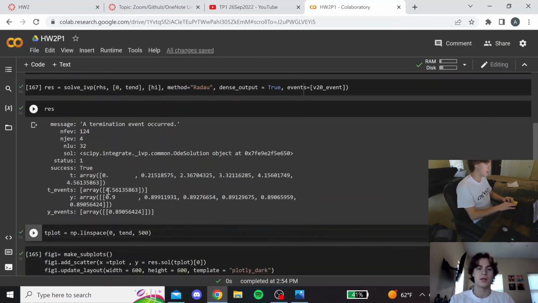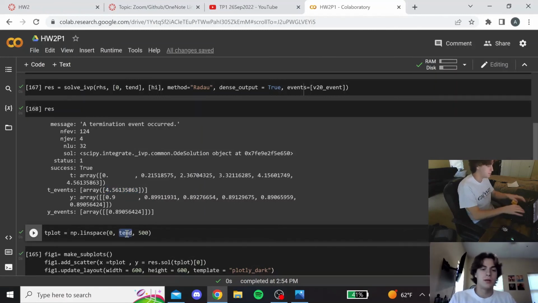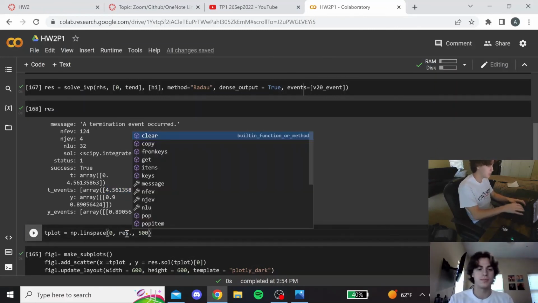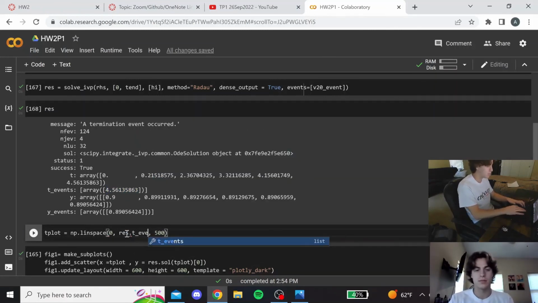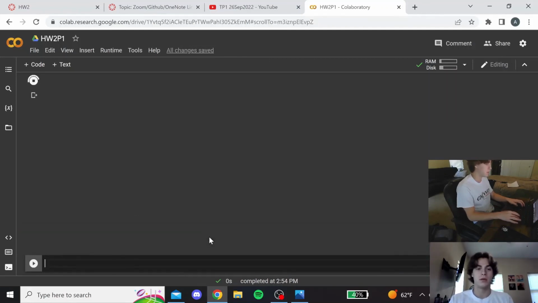And it gives us our event termination is at this. So then we can implement that as our t end. So we can do res.t events. And our answer is inside 2 arrays, one here and then one here. So to grab that out, we'll index in twice. And then we can go ahead and graph this.